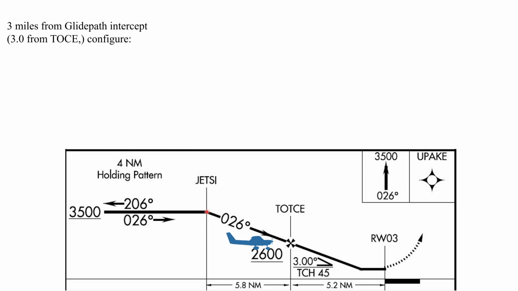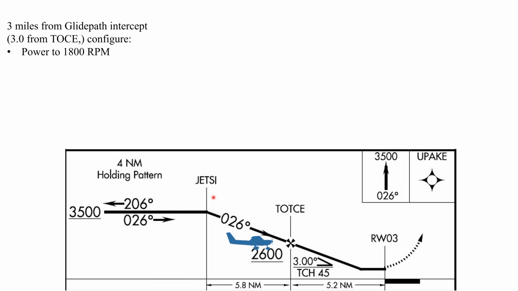So again, we're going to hit JETSI at about 3,500 feet, and then we'll descend to 2,600 feet. And when we arrive at 2,600 feet, we'll probably be about 3 miles away from the final approach fix, from the intercept of the glide slope at Totsi intersection. So we'll already be at a reduced power setting for the descent. So likely what we'll do is just make a small adjustment of power or leave the power where it is once the aircraft levels to allow it to slow and configure.